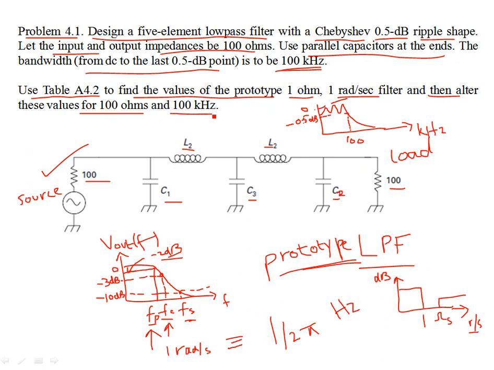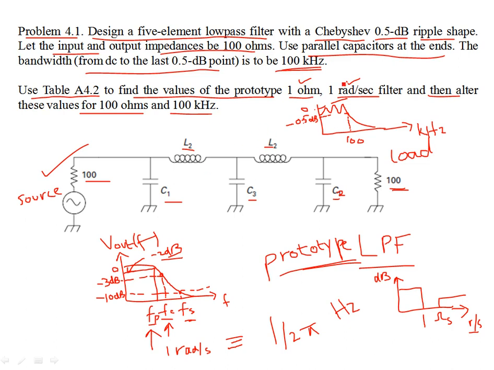What it means is that you have to start with the prototype low pass filter again, having the pass band edge at 1 radian per second. Also, the load and source impedances have to be 1 ohm instead of 100 ohms. Then we can alter the values. For example, if the load and source are scaled by 100, your inductive reactance is also going to be scaled by 100. The capacitive reactances are going to be divided by 100 similarly. This is because of 1 over j omega c, and then you have to denormalize the frequency scale as well.